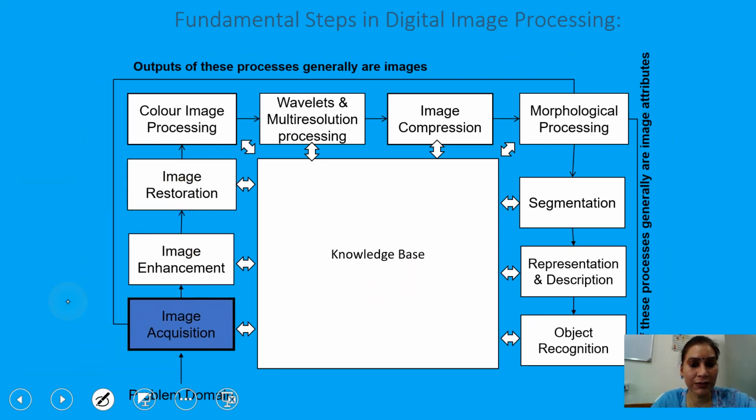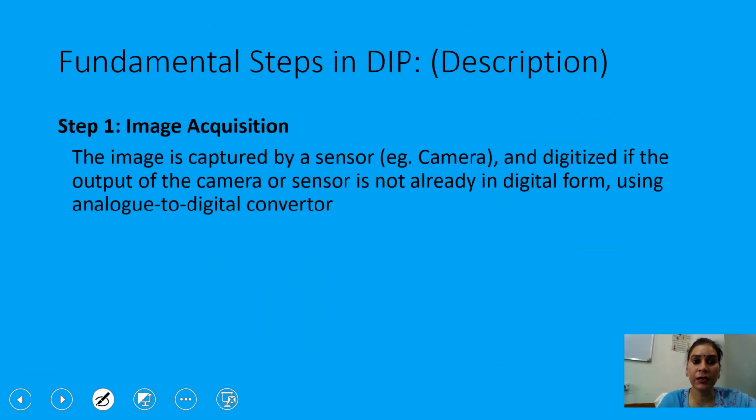So now we are discussing this block diagram in detail. First is image acquisition. The image is captured by a sensor, like a camera, and digitized if the output of the camera or sensor is not already in digital form, using an analog to digital converter. Means at the step of image acquisition, first we capture the image with the sensor, and that image is converted into digital form. If it is not in digital form, it is converted into digital form by an analog to digital converter.